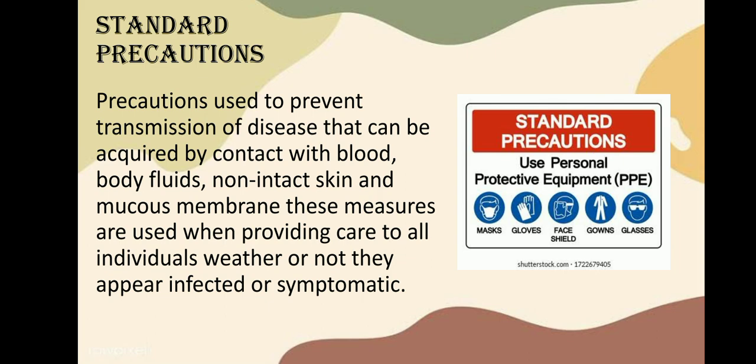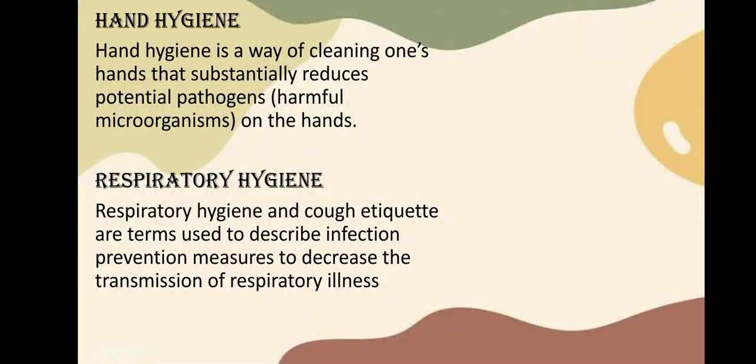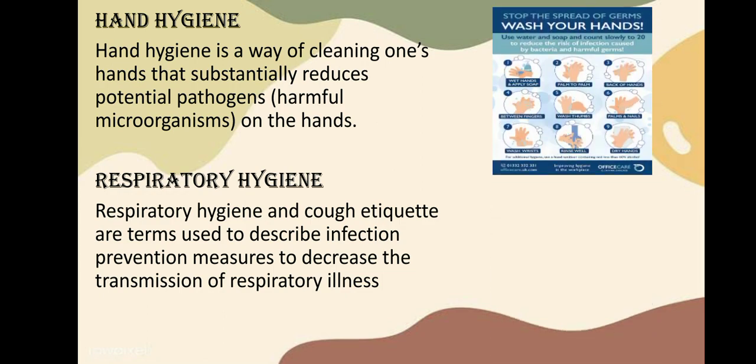For example, if the nurse is irrigating a wound, a standard precaution for that wound would be to wear goggles in order to prevent infections through splashes into the eyes. Standard precaution consists of the following components, which includes first, the hand hygiene. Hand hygiene is a way of cleaning one's hands that substantially reduces potential pathogens such as harmful microorganisms on the hands.